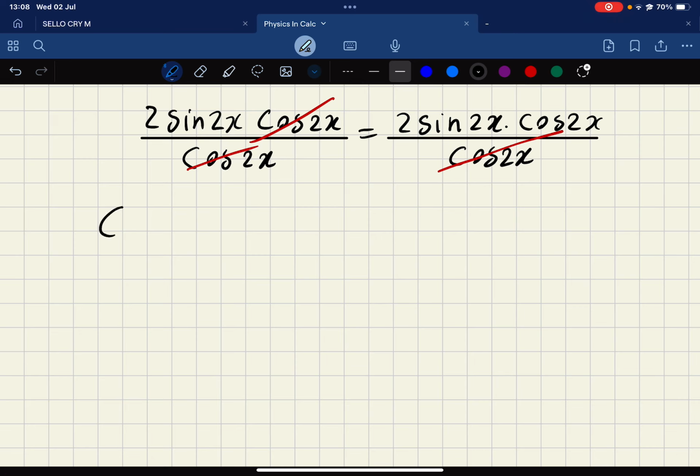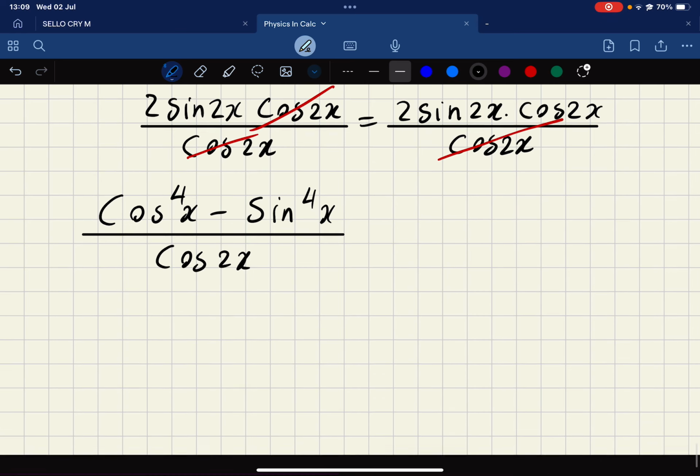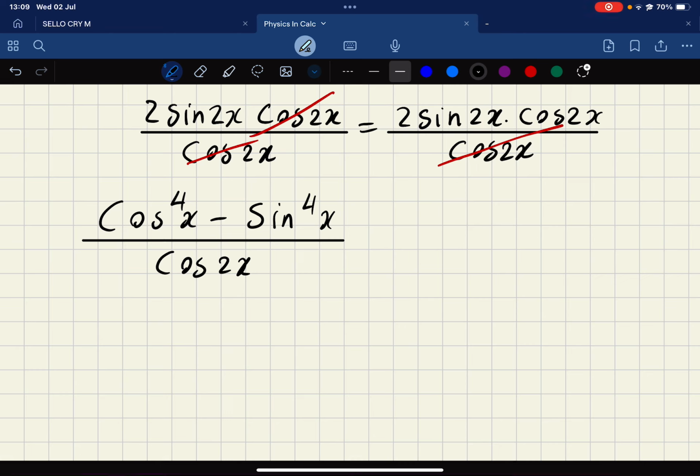Let's say they give you a cos 4x minus a cos sine 4x, divided by a cos 2x. Understand? And they say simplify this completely. You must know that deep concept from high school. You must know this is the same as what? It is the same as cos squared x all squared minus sine squared x all squared.